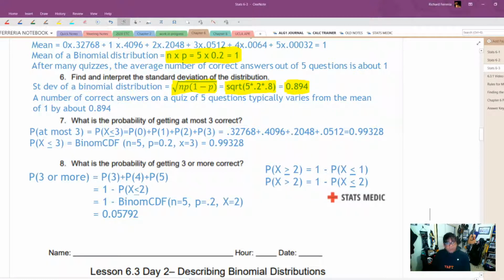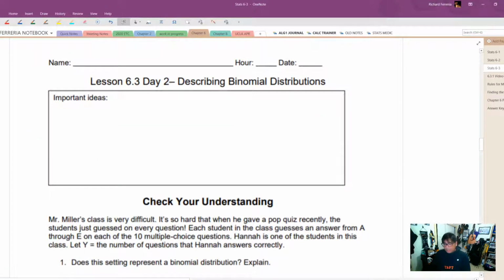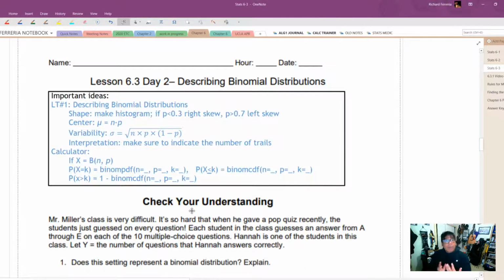All of those together takes us to our important ideas, and we did a lot of them today. At some point we're going to have to describe a binomial distribution. For the shape, you do want to make a histogram, but generally speaking, if p is less than 0.3, you're going to have a right-skewed distribution. And if p is greater than 0.7, you're going to have a left-skewed distribution. But again, make a histogram and make sure you're seeing what you're seeing, because some of that has to do with the sample size as well.